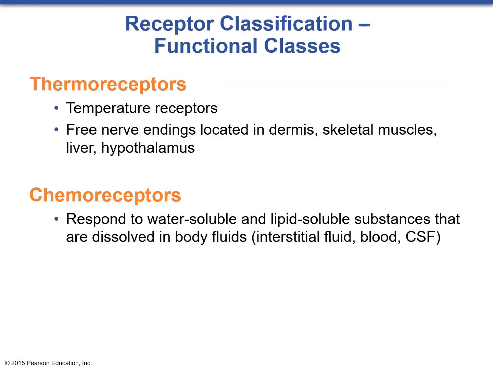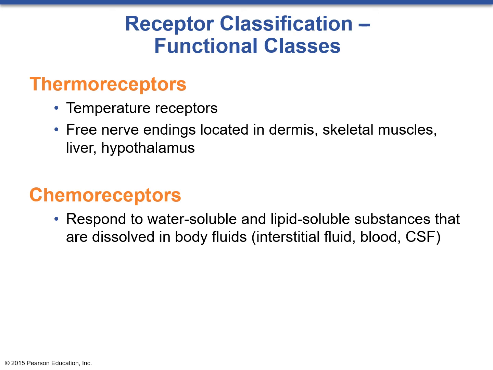So, our first few types. Thermoreceptors. These are going to be temperature receptors. We have free nerve endings of these that are located in the dermis and skeletal muscles. We also have free nerve endings in the liver and the hypothalamus as well. These are going to detect variations in temperature, both high and low, and help the central nervous system to make coordinating responses.